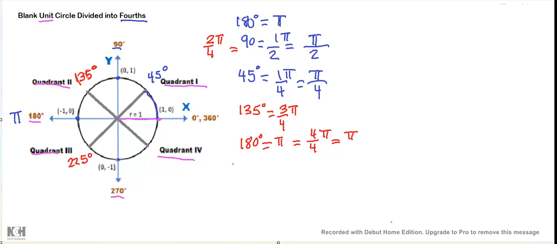All right, so 225 degrees equals, this was 4/4, so now we're up to 5/4 of pi. And this is an improper fraction, so we're going to leave it as that. It's simplified. Go down to 270 degrees, and that's 6/4 of a pi. We can reduce that one.